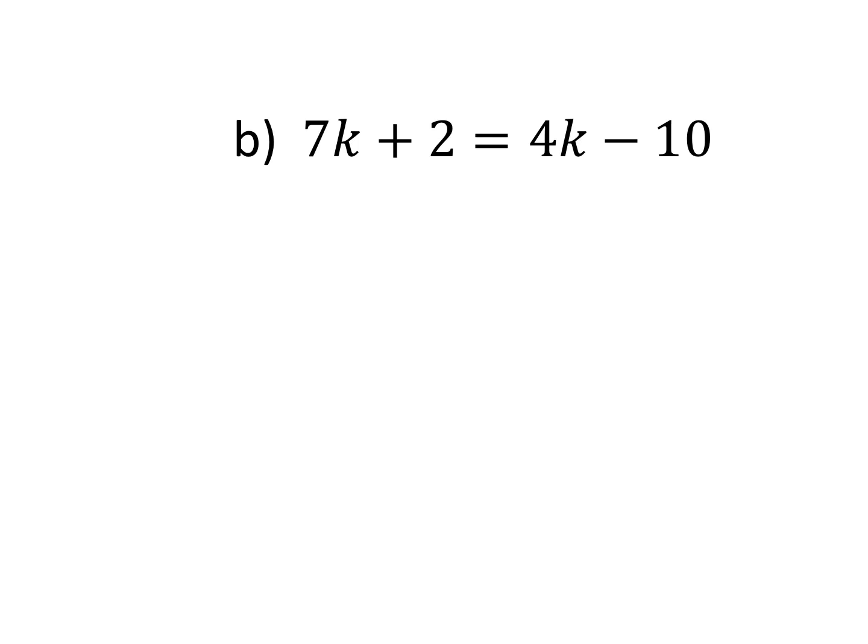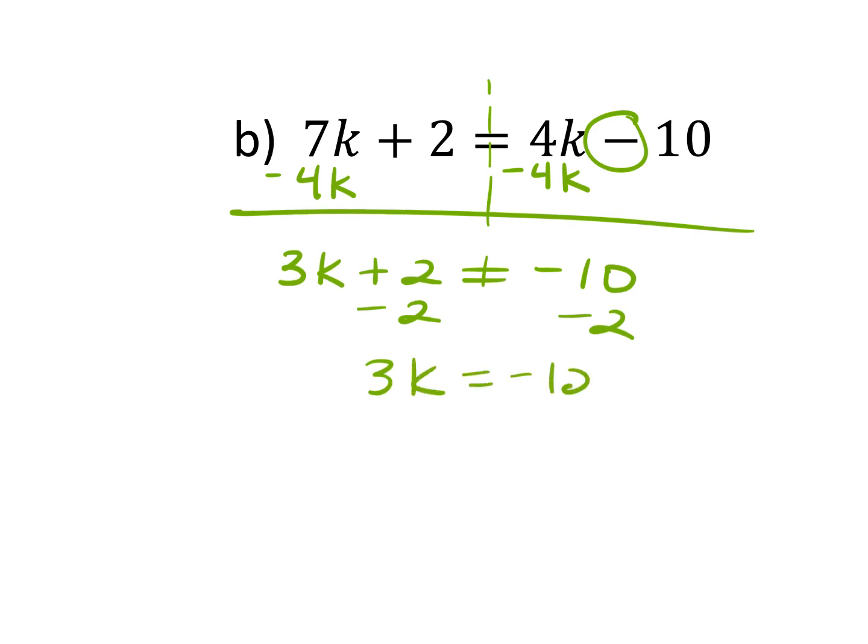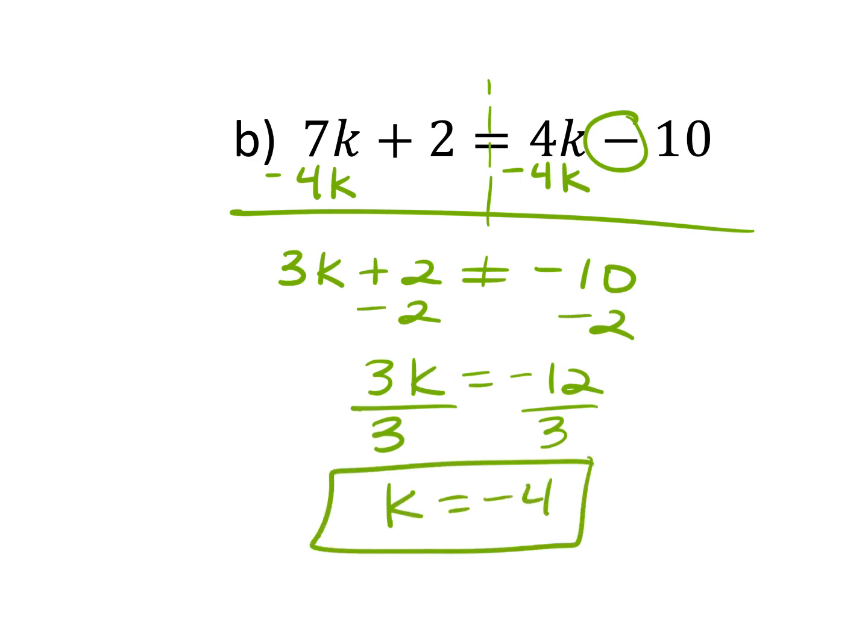K equals -4. So here's your equal sign. We got to get the 4 out of here because that's the smaller one. Again, you could have done the 7. Does anyone do the 7? It's good. We like it this way. So 3K plus 2 equals -10. Don't miss that negative, okay? Take away the 2. So 3K equals -12, and then divide by 3. So K is -4.